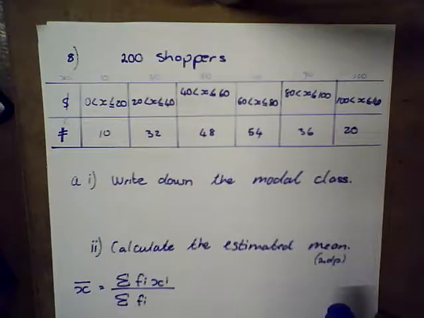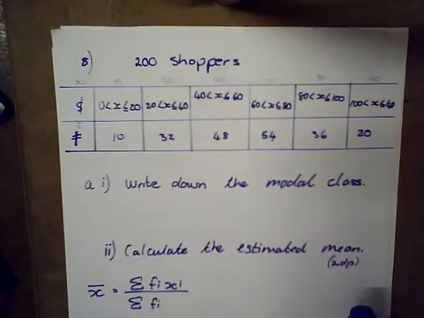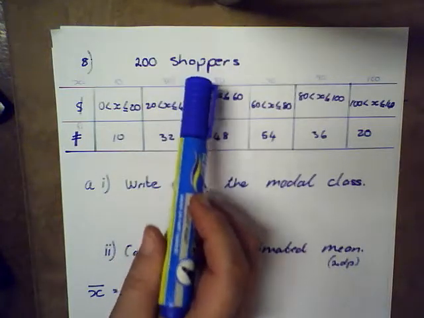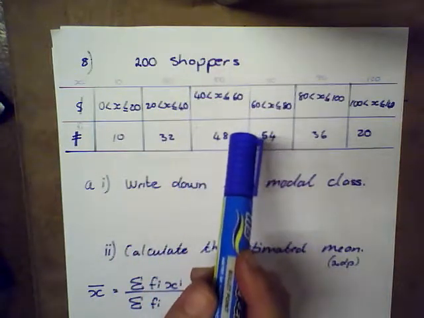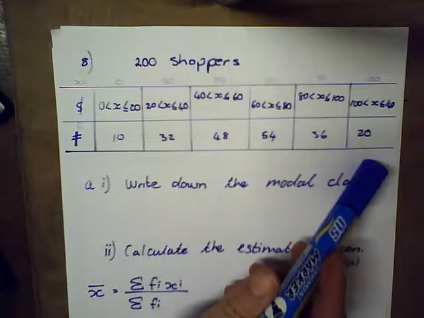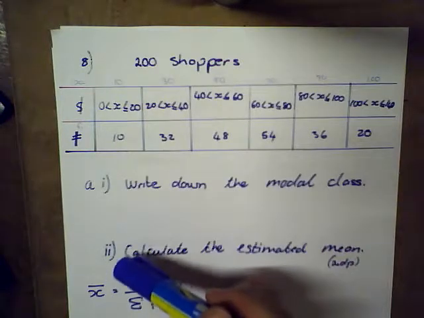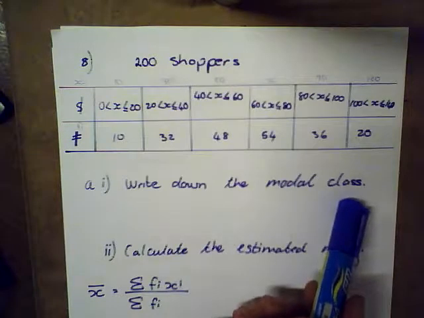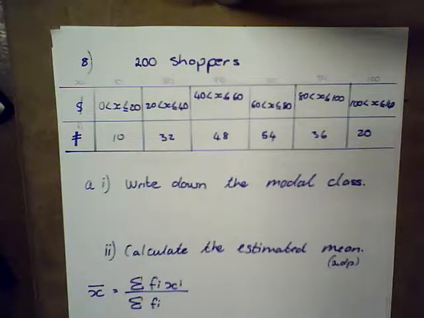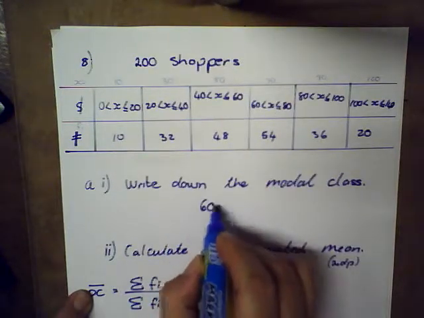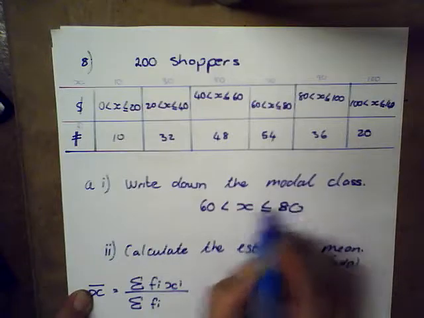Okay, let's read the information there. Answer this question on a sheet of graph paper. In a survey 200 shoppers were asked how much they had spent, and the results are shown in this table, which I've quickly written down for you. The first question says write down the modal class. The modal class is the most frequent class, and if I look at that, the 54 is the most. The class would then be 60 to 80.